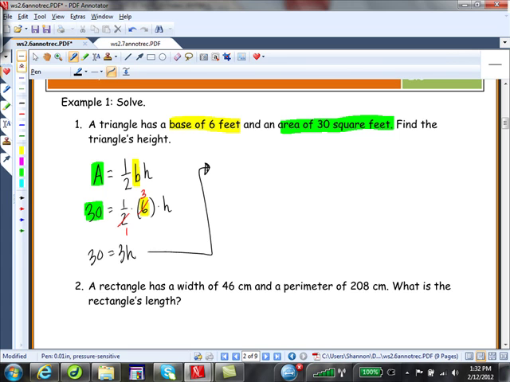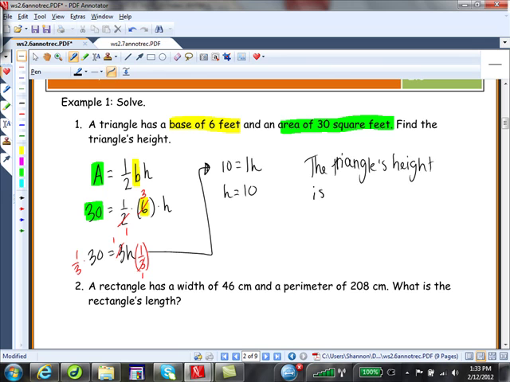And then if we multiply both sides by 1/3, the 3's divide out over here, and we will get 10 is equal to 1h, so that means h is equal to 10. So we'll write our conclusion. The triangle's height is 10 feet. Okay. All right.